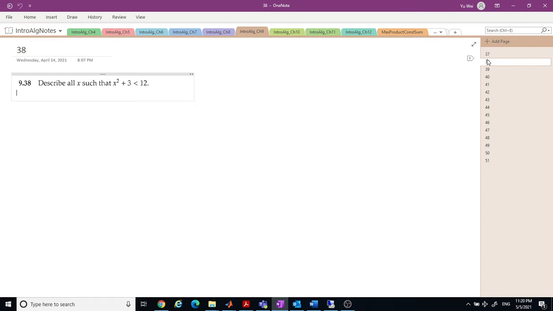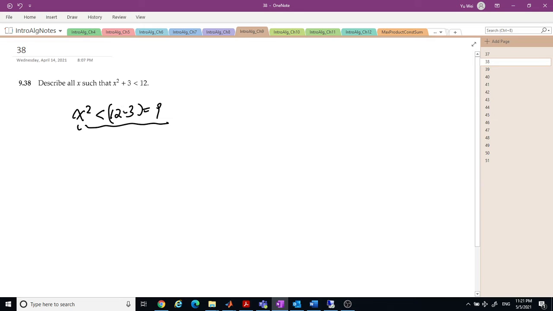Okay, number 38. So we can do x squared. We can take out 3 on both sides. So 3 is less than 3 times 9. So x squared is less than 9, right? So x should be greater than negative 3 and less than 3.